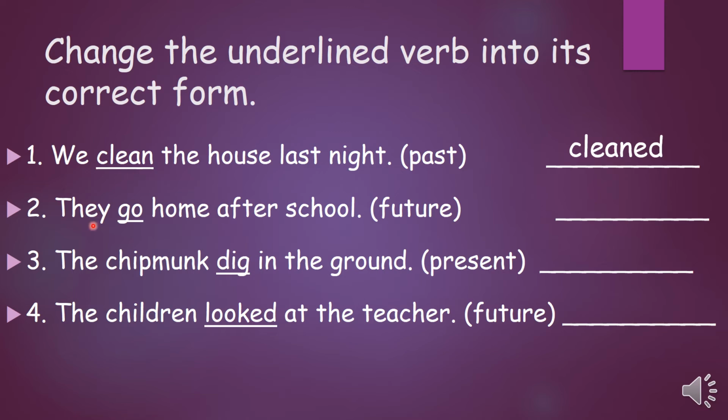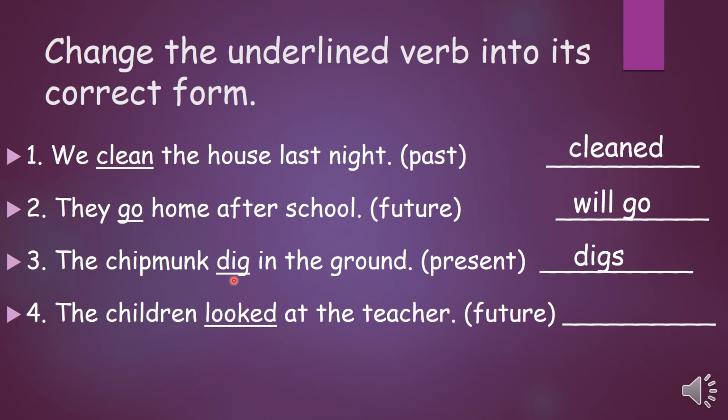Number 2. They go home after school. It says change it to the future. The verb go becomes will go. We simply add will before the verb go. Number 3. The chipmunk dig in the ground. We're gonna change the verb dig to the present. The chipmunk digs in the ground.